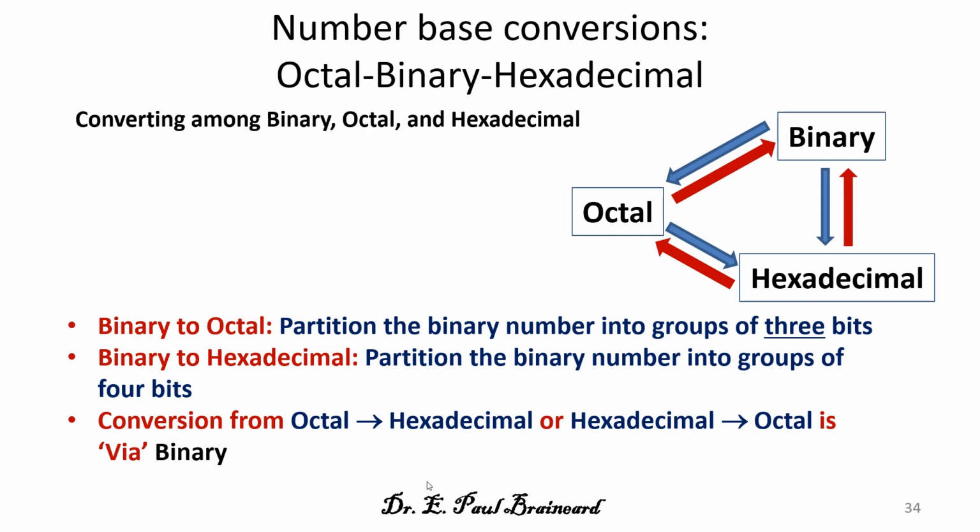The conversion from octal to hexadecimal or hexadecimal to octal is via binary. You have to first convert to binary, then convert to the target base system.